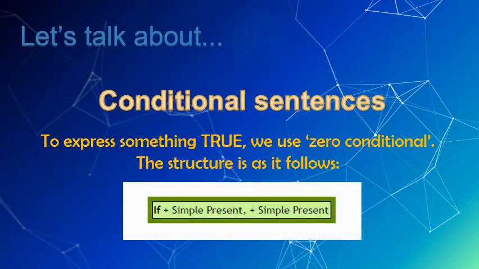We have if plus simple present plus simple present. Okay, one more time. If plus simple present. So we have two types of sentences. We have the if clause and the main clause. I mean, you have the if sentence and the main sentence. And all of them are divided by a comma.